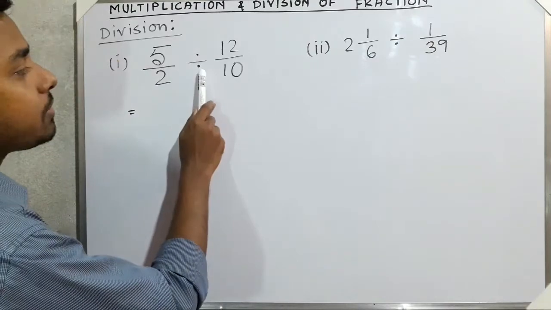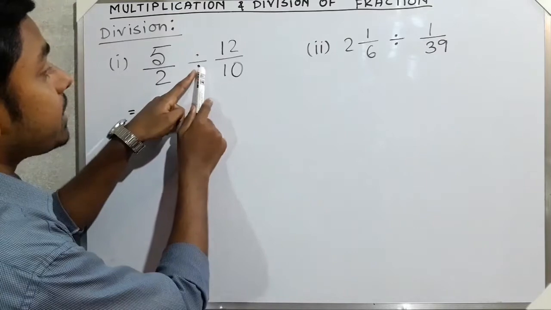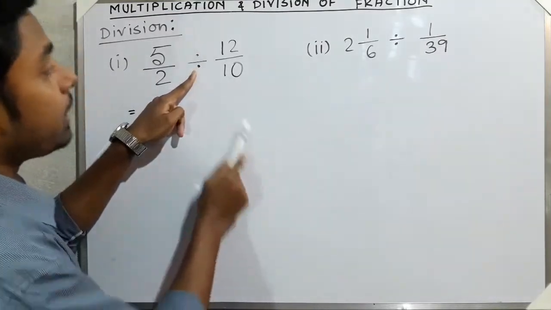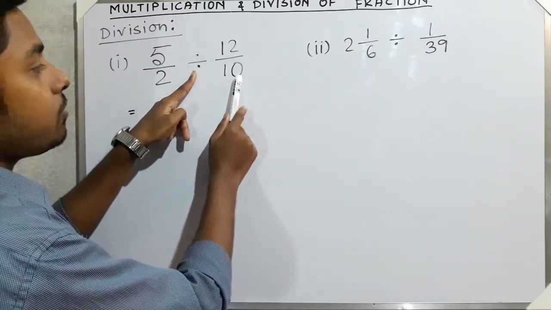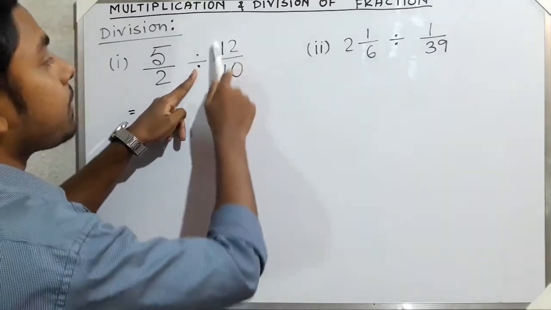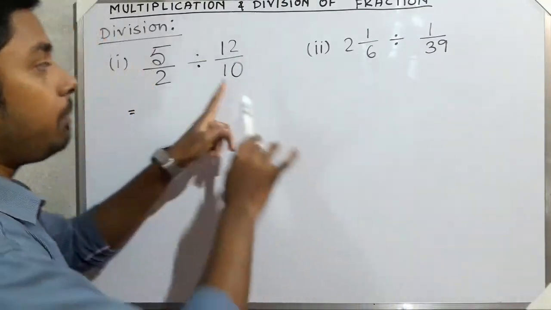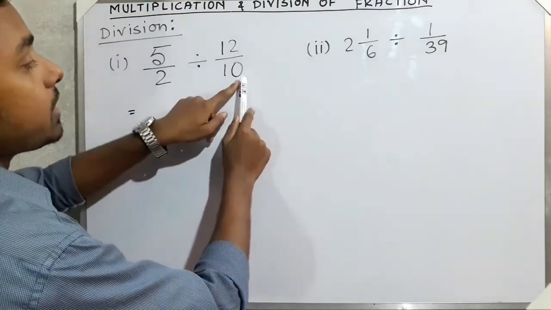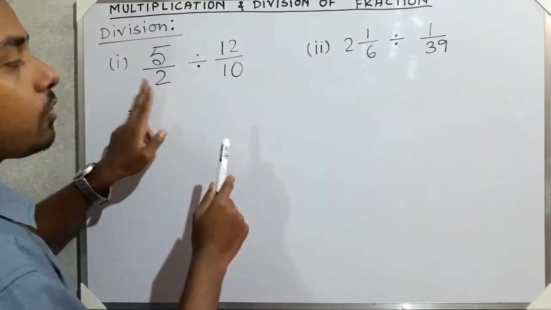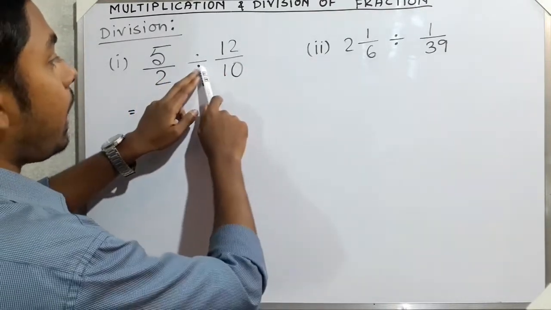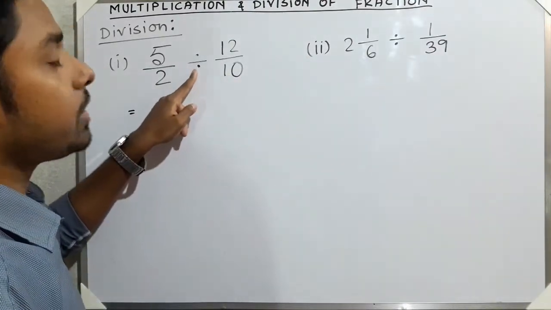You have to change this divide sign into multiply. But whenever you change this divide sign into multiply, the fraction which comes after the division will be reciprocal. Okay, which fraction? The fraction which is after the divide sign, not the first fraction. This fraction will be reciprocal after changing the sign into multiply.